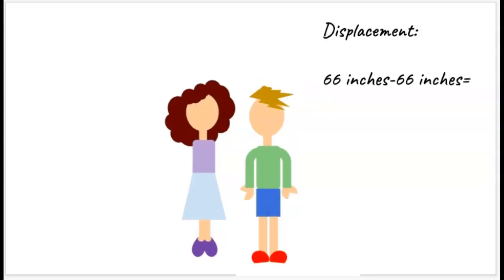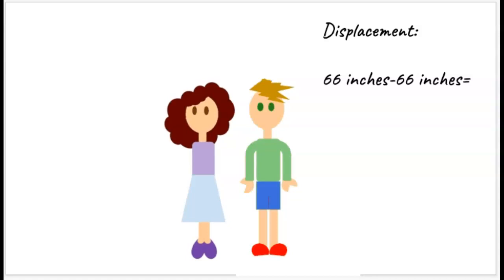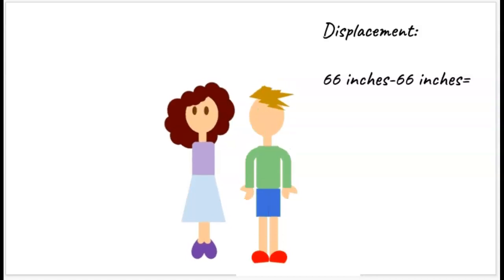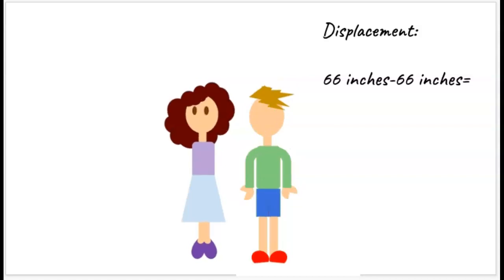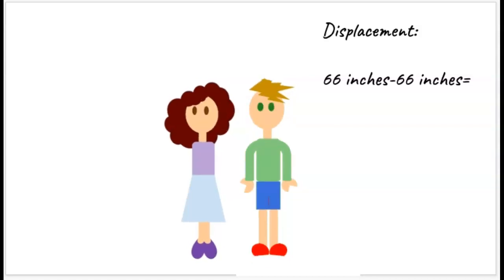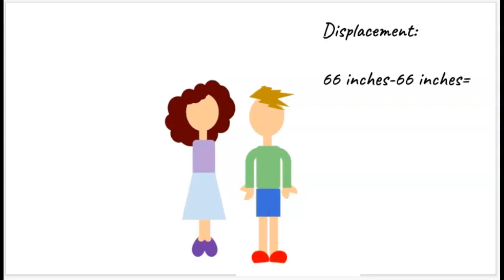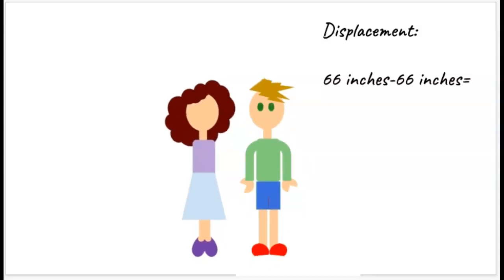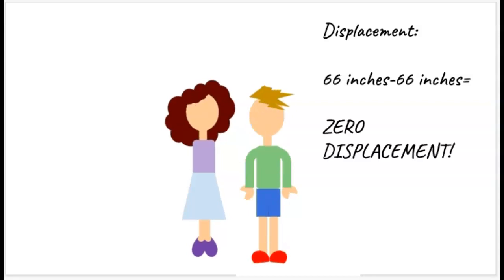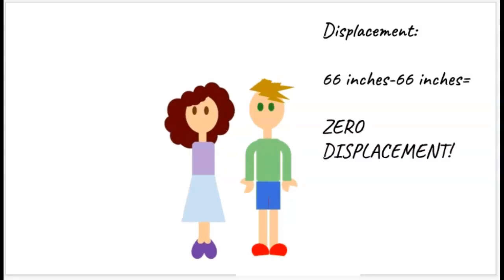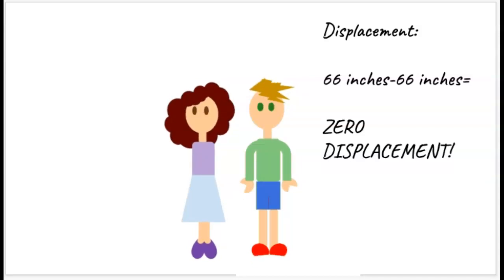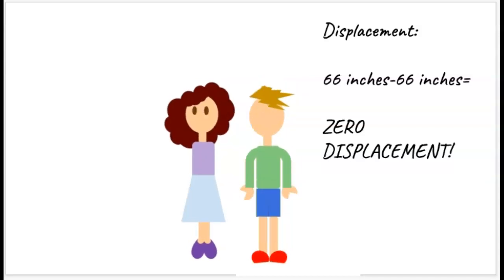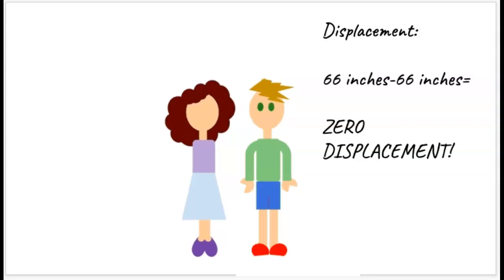Now remember how we used positive and negatives in describing motion? Okay, so we moved 66 inches apart. Okay, that would be negative. And then we went 66 inches back together. That would be positive. So 66 minus 66 would give us 0, which is 0 displacement. There was no displacement at all. Now we moved a distance of 11 feet, but in that we began right where we started.